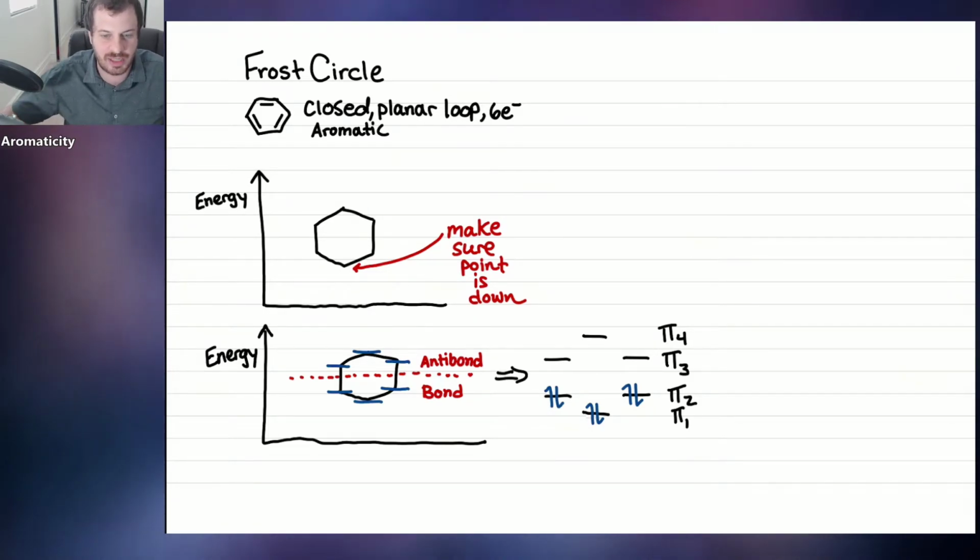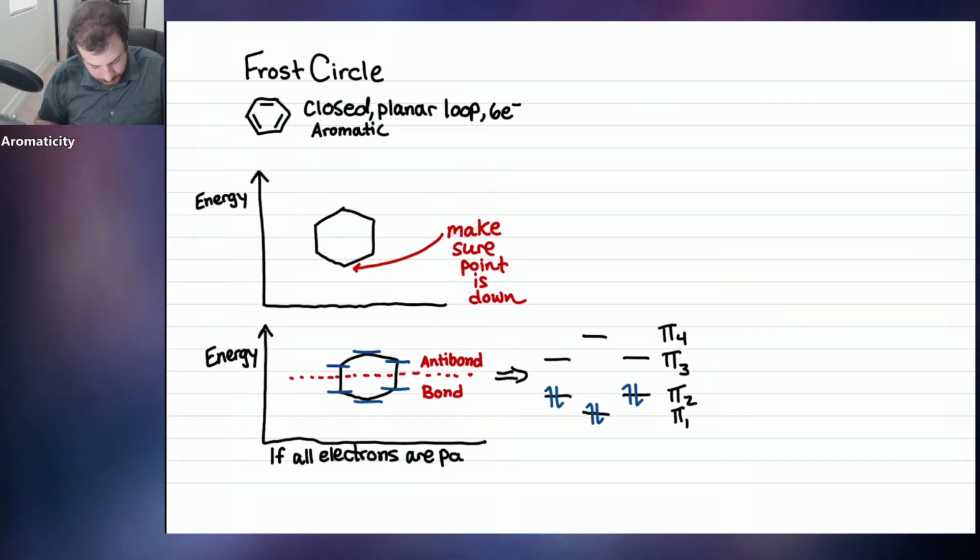And you can also tell if this is aromatic or not based on this picture. So here's what you can do. You say if all electrons are paired, and anti-bonding orbitals are empty.